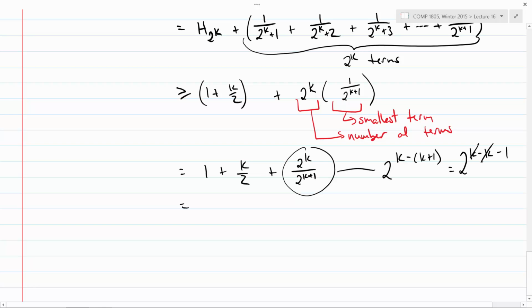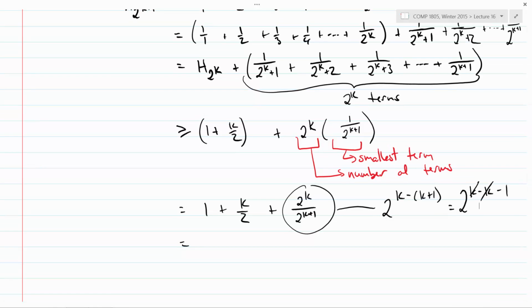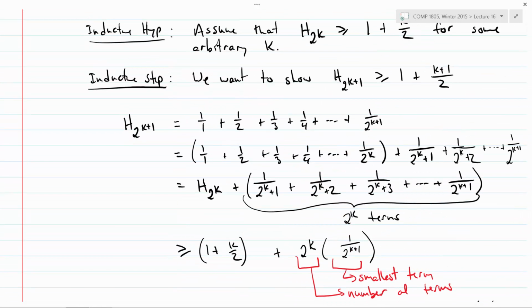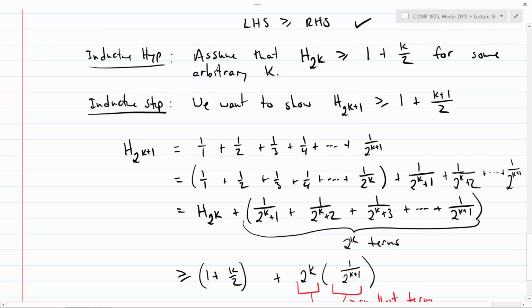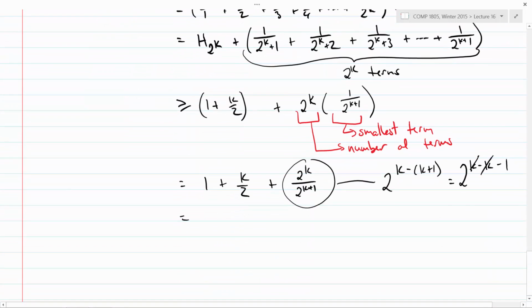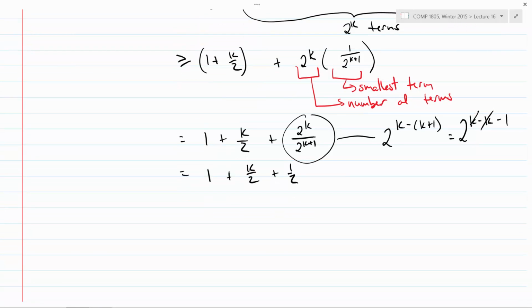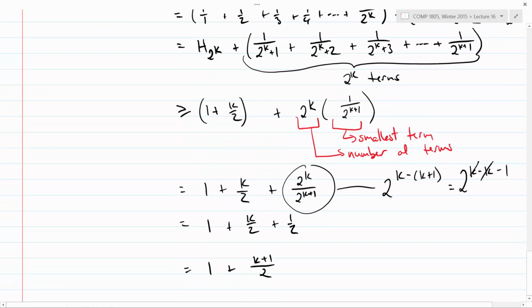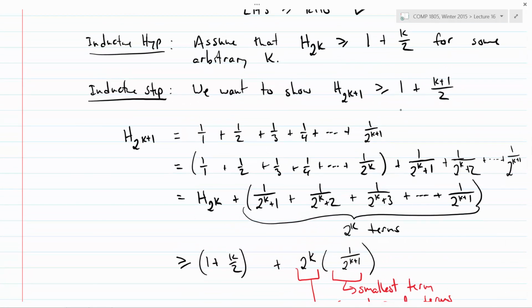Yep? Can you explain how you got the term on the third line there, 1 plus k over 2? This here? Yeah, this is from my inductive hypothesis. I know that H of 2 to the k is at least 1 plus k over 2. And I have H of 2 to the k there. All right, so that means this is 1 plus k over 2 plus a half. And now if I add that, I get k halves plus 1 half is k plus 1 many halves. And 1 plus (k plus 1) over 2 is exactly what I had to prove.